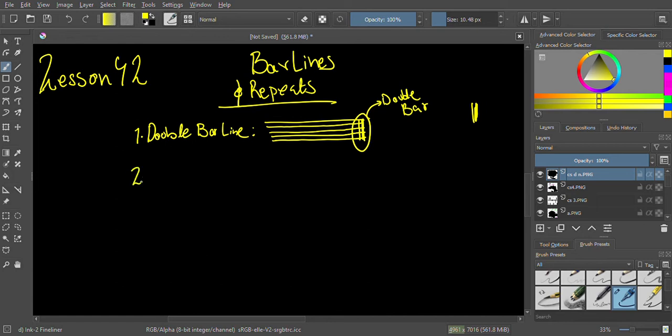The second thing I want to talk about is a repeat. In music, sometimes you want a specific part of the music repeated, played again exactly the same. Instead of writing that part all over again, you can put a special sign in the middle of the staff which tells you to repeat from the beginning.